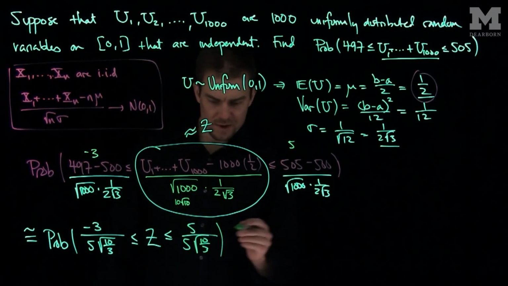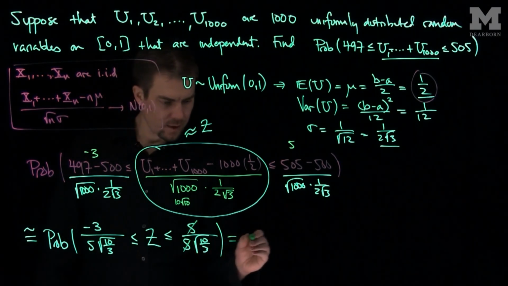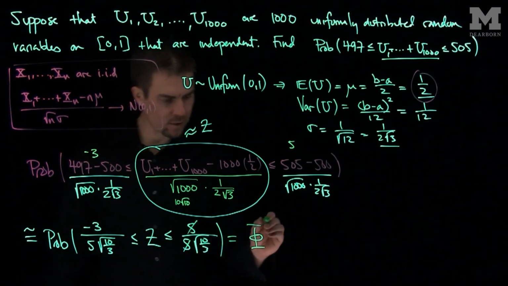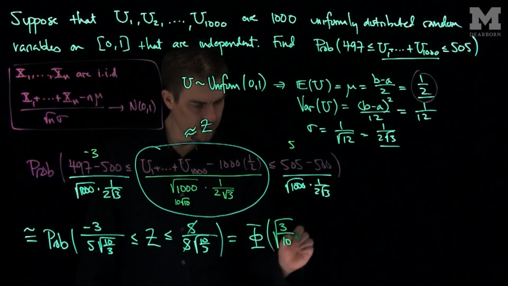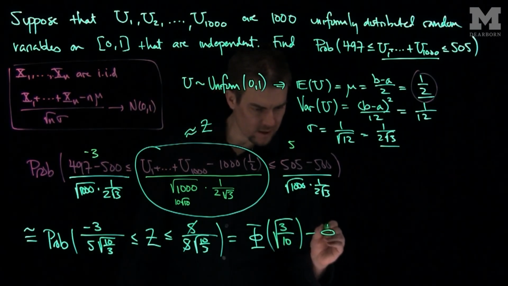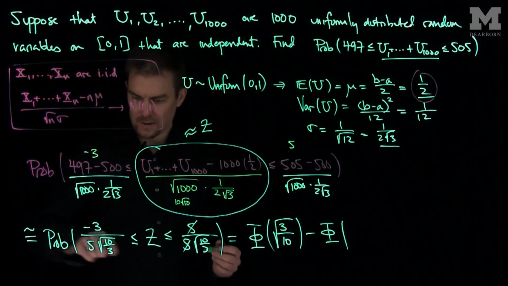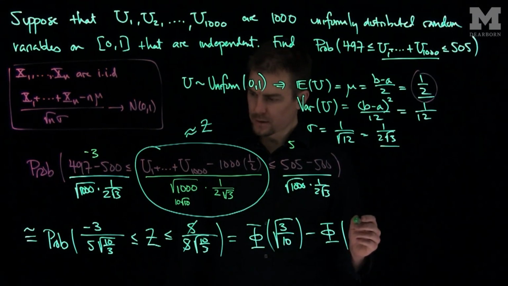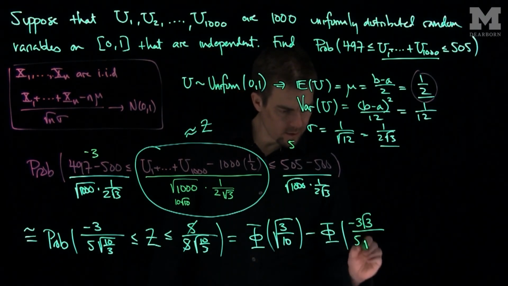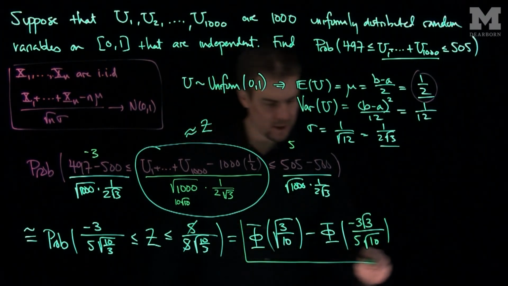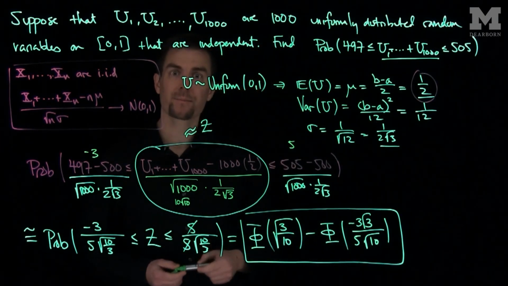And now we can write this in terms of the CDF of a normal random variable. This will simplify a little bit, and this thing over here is root 3 over 10. So this is going to be phi, the CDF of a standard normal 0, 1 random variable, of the square root of 3 over 10, minus the bottom limit. That's going to be phi of, if we simplify this, a 3 root 3 on top and a 5 root 10 at the bottom. So this will be a negative 3 root 3 over 5 root 10. And this is our approximate probability that the sum of these uniform random variables is between 497 and 505. Thank you very much.